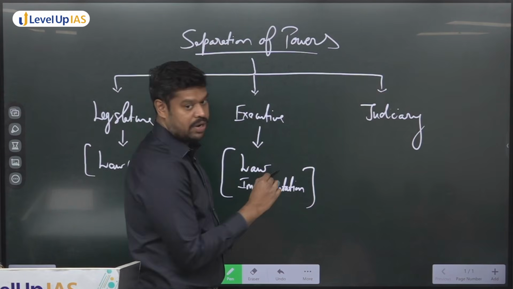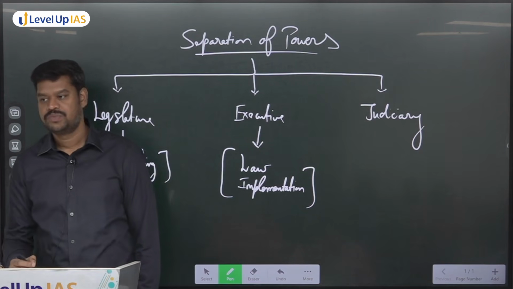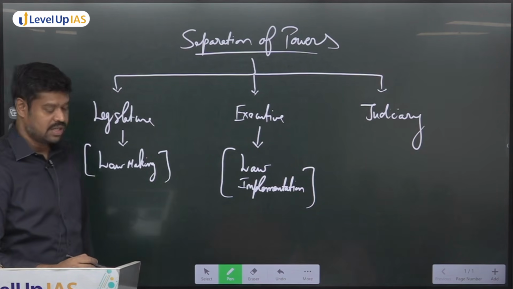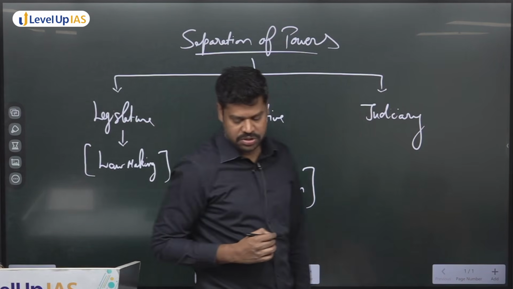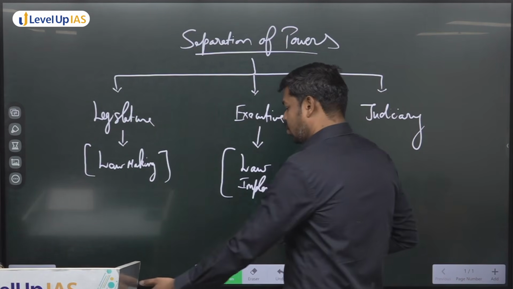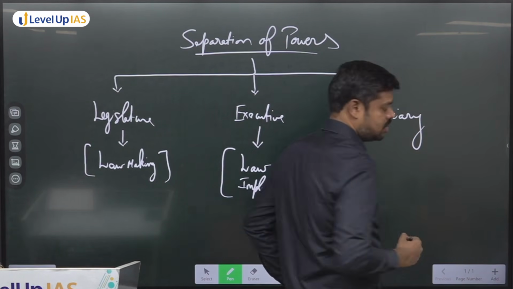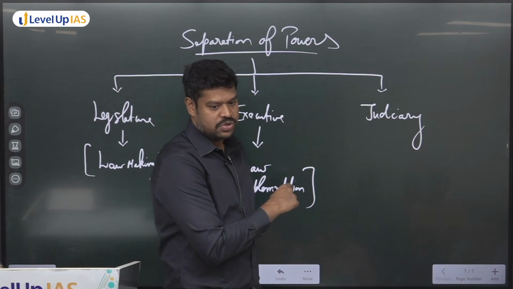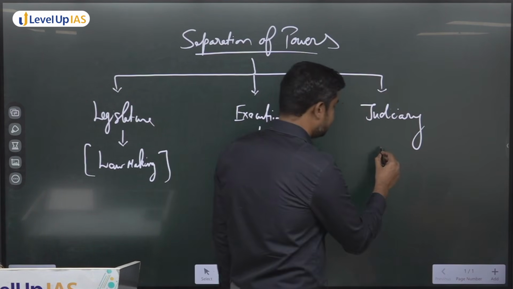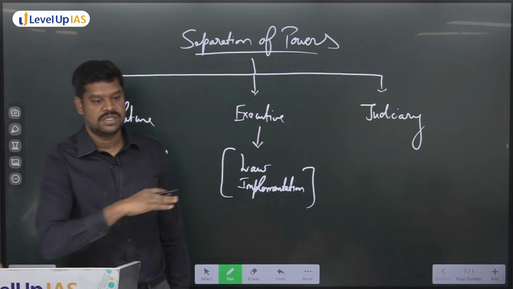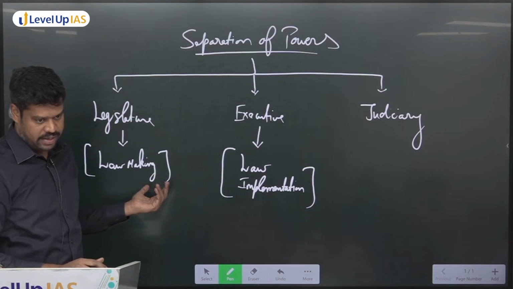The second thing is law implementation. So you have law making, you have law implementation, and then the last thing is what is called the judiciary. What is the role of the judiciary? The role of the judiciary is to judicially review the actions that are done by the legislature and the executive.